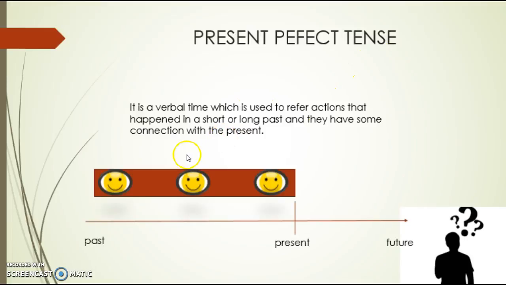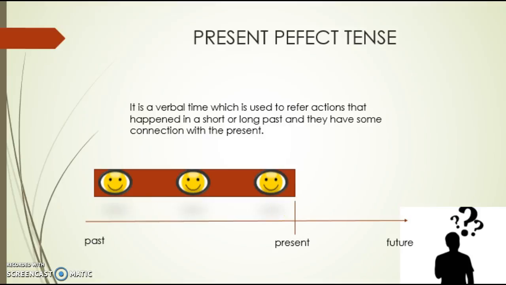Okay, so here we have a little description of what the present perfect tense is. It is a verbal time which is used to refer to actions that happened in a short or long past, and they have some connection with the present. So for example, we are here in the present, and those actions happened before, but in one way those actions have a connection from the past to the present.